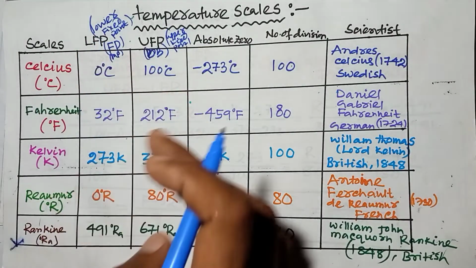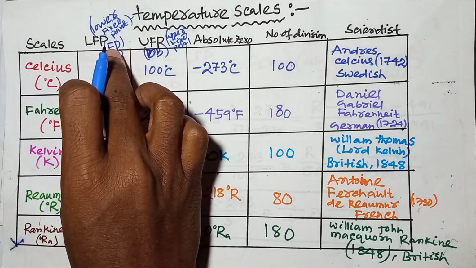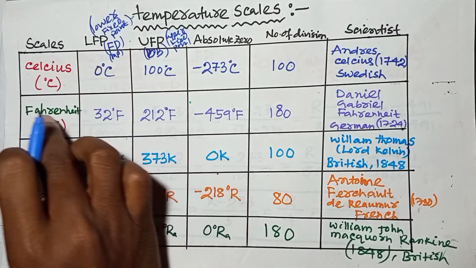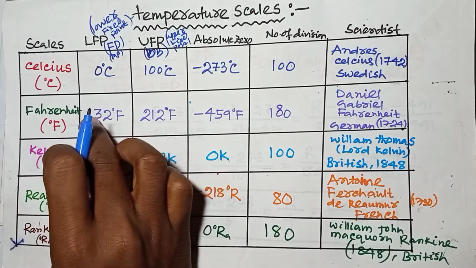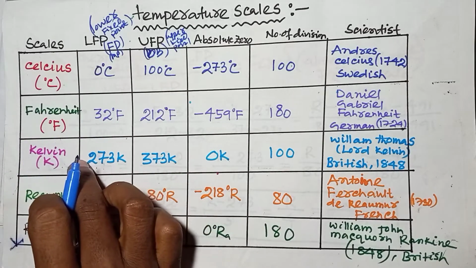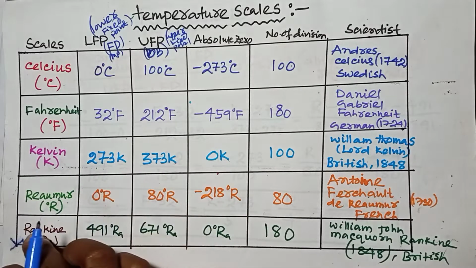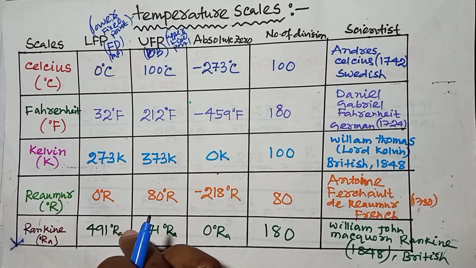Here is the melting point in different scales. In Celsius scale, the melting point of water is 0 degree centigrade. In Fahrenheit scale, the melting point is 32 degree Fahrenheit. In Kelvin scale, it is 273 Kelvin, in Reaumur scale it is 0 degree Reaumur, and in Rankine scale it is 491 Rankine.